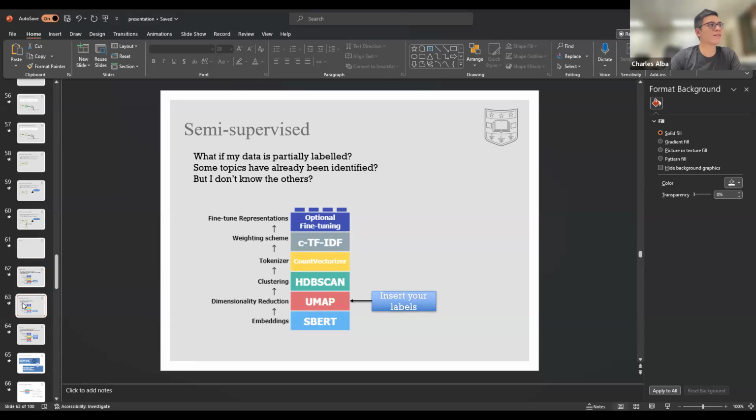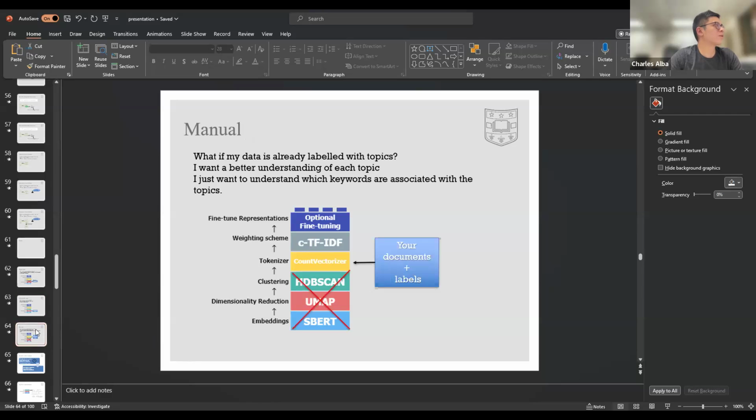Semi-supervised: what if I have my data partially labeled? I already have some topics that I have identified, but I do not know others. So it's very simple. You just insert your labels during the dimensionality reduction step, right? It nudges the remaining unlabeled points based on the labels you provided and the examples you provided, and it clusters them accordingly, right? And I'll show an example later.